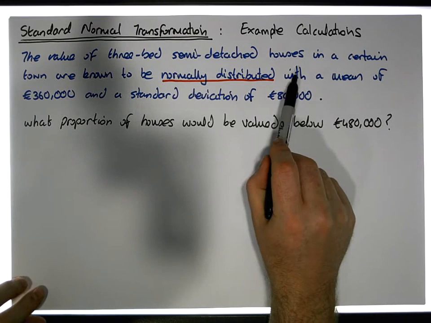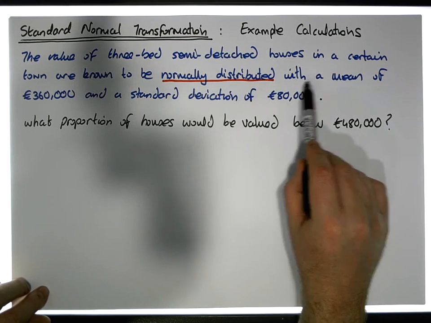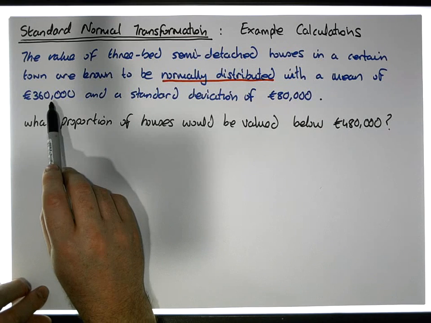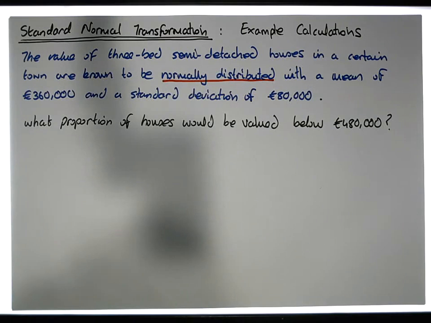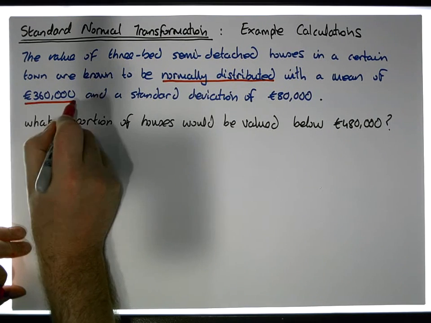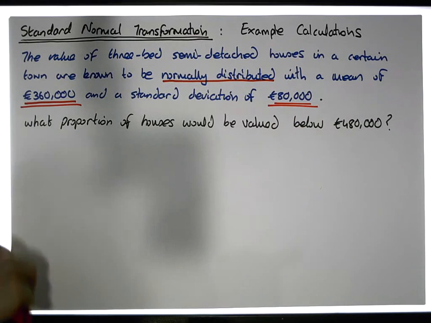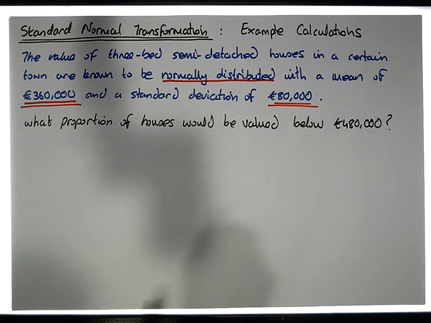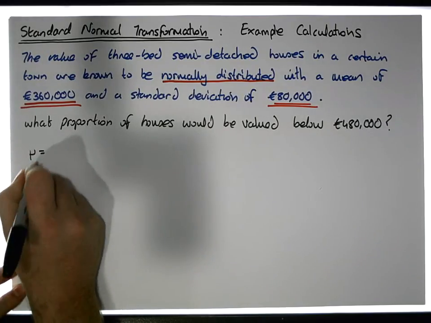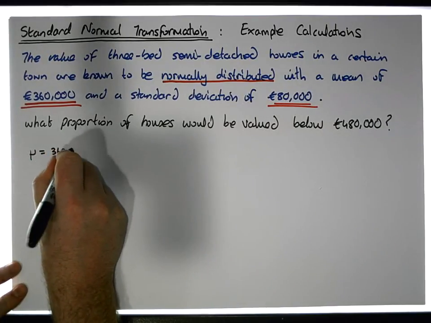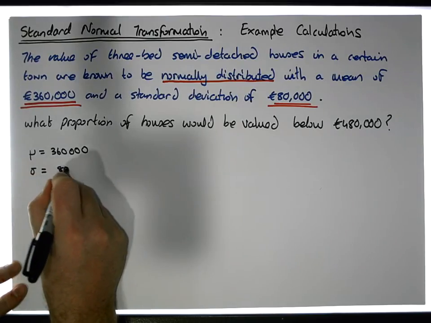More importantly, we know that this distribution of house prices has a mean of 360,000 euros and a standard deviation of 80,000 euros. So we've been given information about the population mean and the population standard deviation. I think what we should always do immediately is write that information down. So mu, the population mean, is equal to 360,000 euros, and sigma, the population standard deviation, is equal to 80,000 euros.